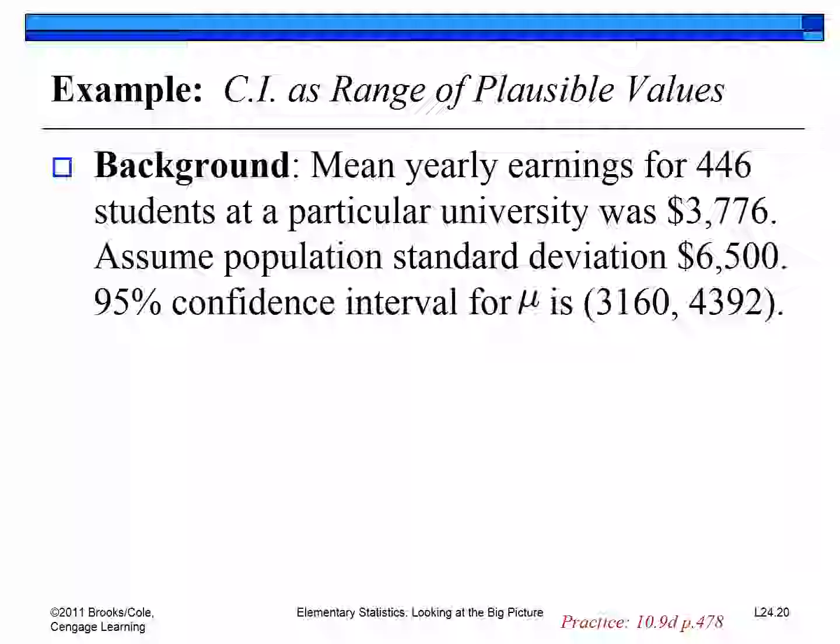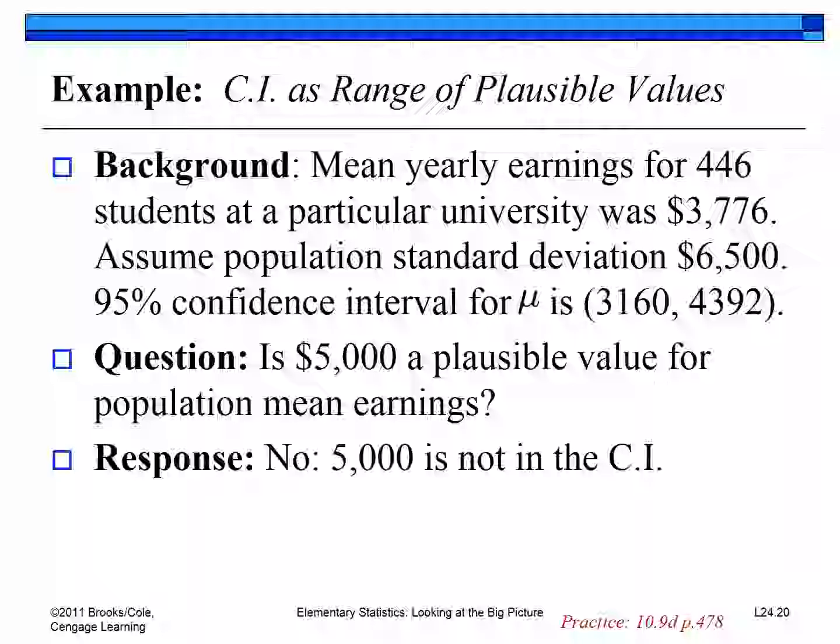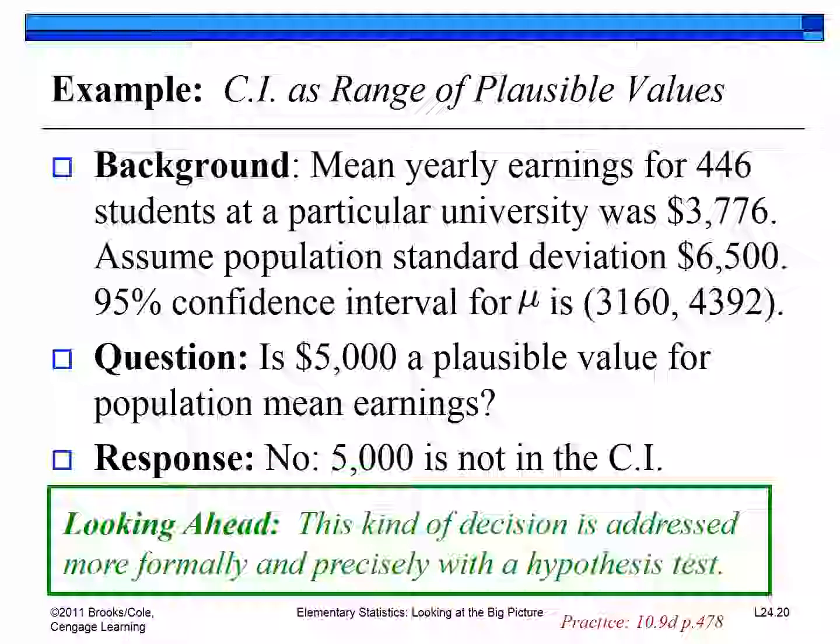Now, how do we interpret that confidence interval? Can we say that $5,000 is a plausible value for population mean earnings? Well, $5,000 is not in our confidence interval, so no. This is related to what we're going to do later on with hypothesis tests.